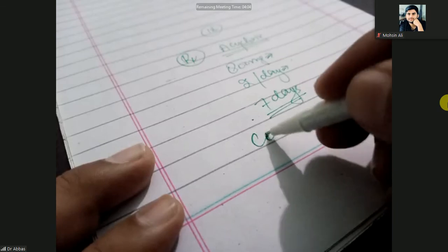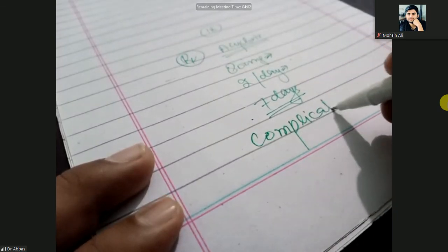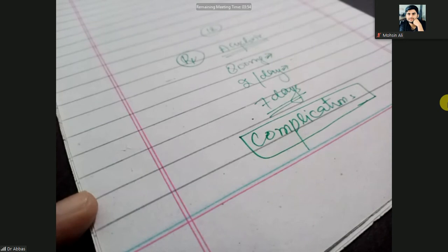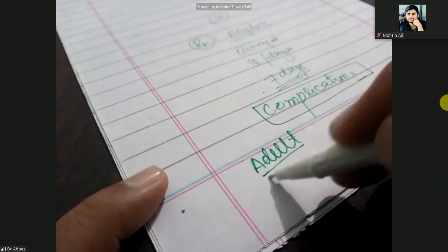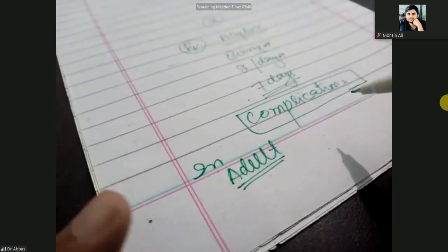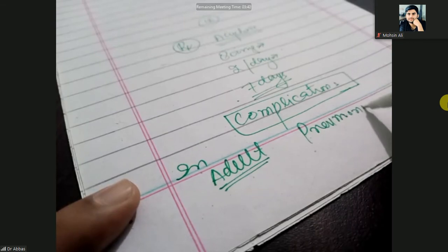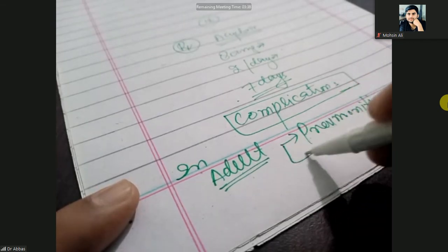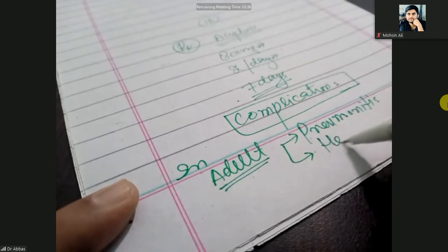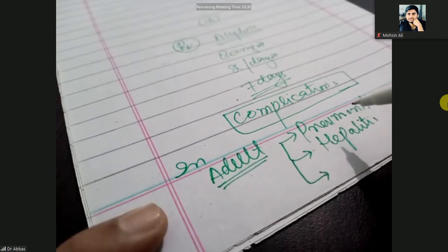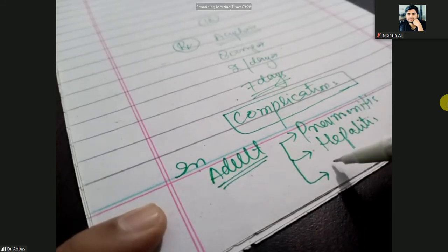If you don't treat it, what are the complications? In adults, not children, the complications can be pneumonitis, hepatitis, and meningoencephalitis.